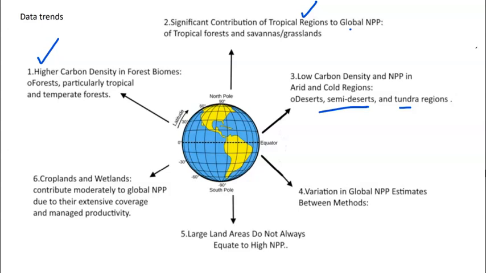There is variation in net primary productivity between different methods. The method used to calculate has an influence over the outcome of your data analysis. Large areas of land do not necessarily equate to high net primary productivity. As I mentioned, I had removed the croplands and the wetlands from my analysis so that the trends would be simpler and clearer, but it's interesting to then superimpose the cropland and wetland values and to see that they make a significant contribution to primary productivity on a global scale.